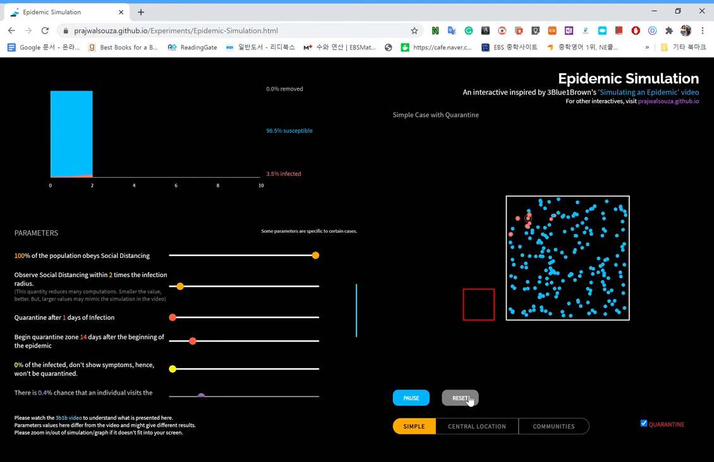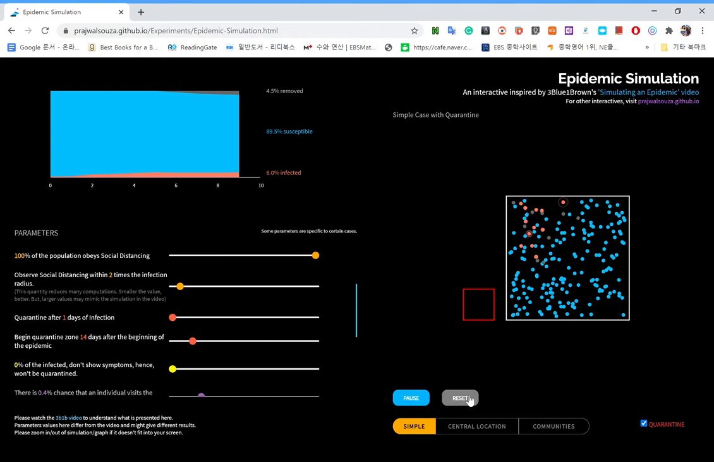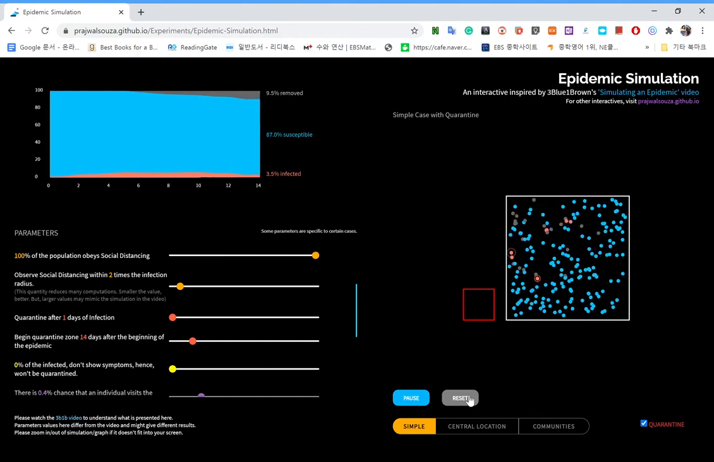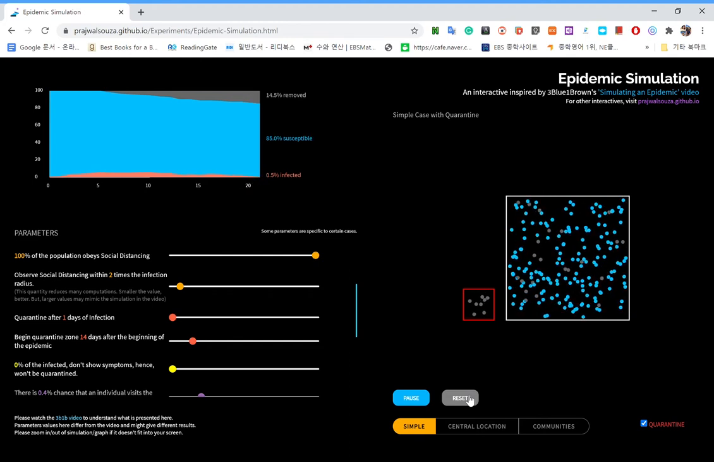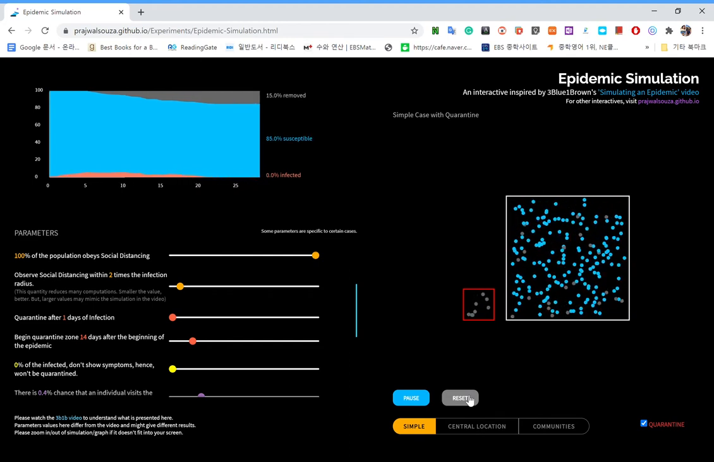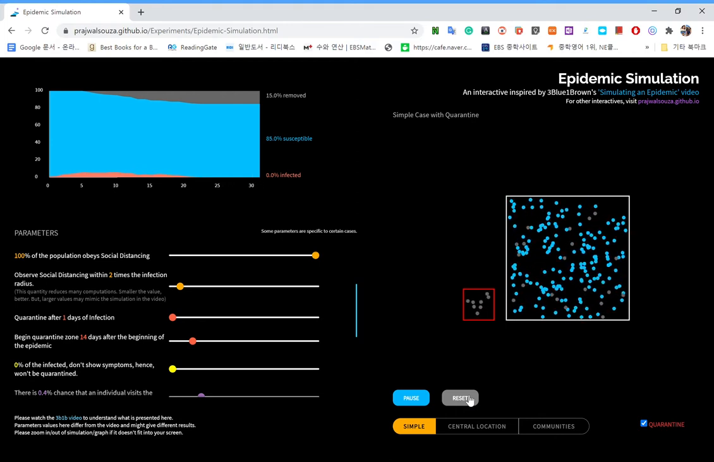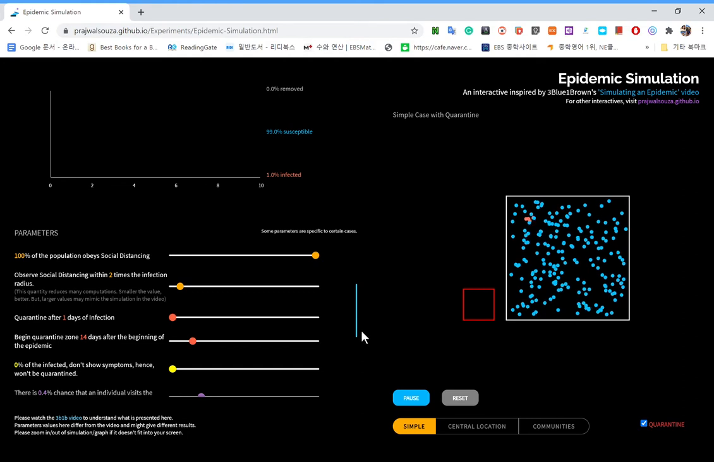Reset it, and let's see what happens. As you could see, it was able to spread much more because there wasn't really a big threat, so we didn't really need quarantine much. Same goes with social distancing.